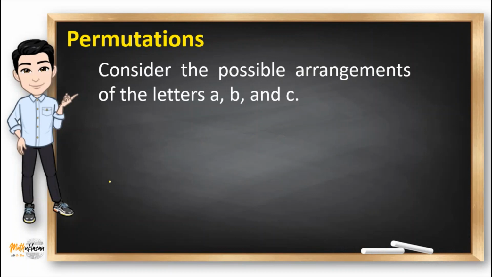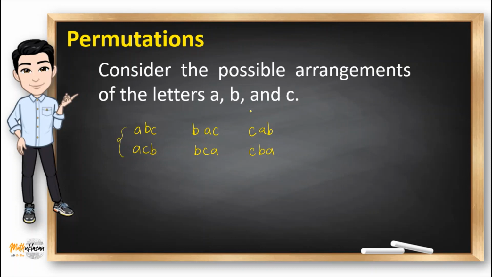Let us consider the possible arrangements of the letters A, B, and C. So we can list them all here. Let's start with ABC, followed by ACB, or it could be BAC or BCA. And if C will come first, we have CAB, and finally CBA. So these are the six possible arrangements for the letters A, B, and C.